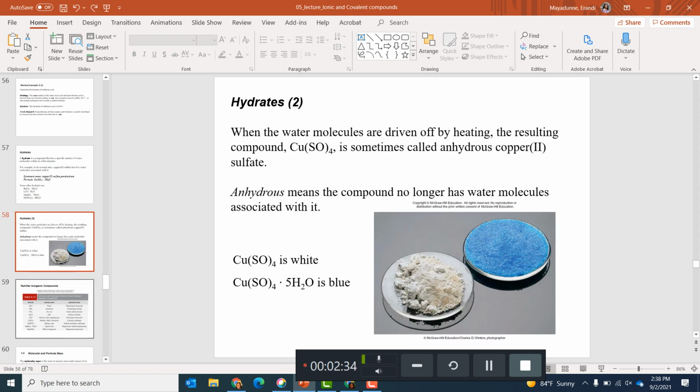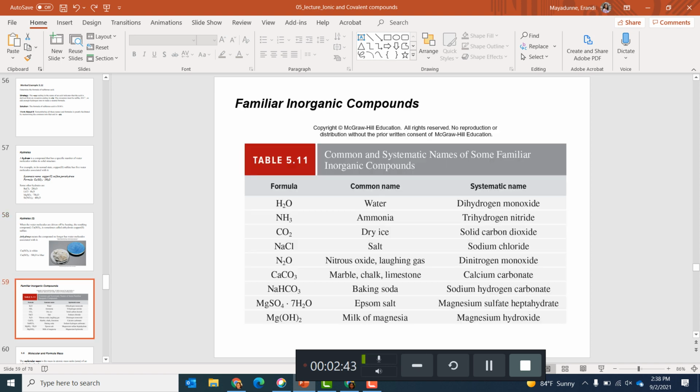So when they're left for a long time, the copper sulfate is white, but anywhere you see it, it's blue because it always associates with water. There are also some very common names, like we don't say dihydrogen monoxide, we call it water, ammonia, carbon dioxide, salt, laughing gas, limestone, baking soda, like that, okay?